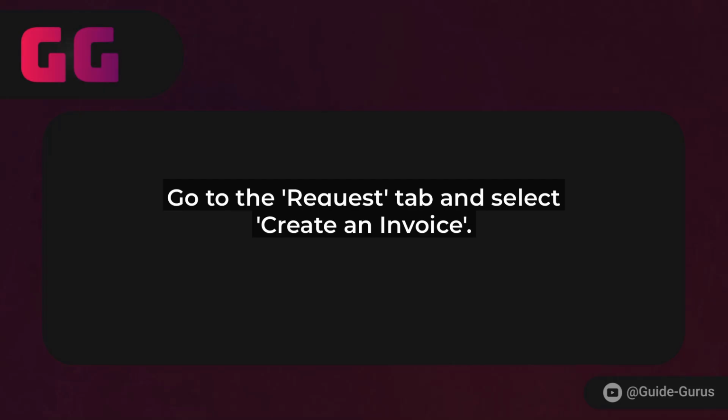Now, you'll see a new invoice form. Begin by entering the recipient's details, like their email address or phone number. If they're in your PayPal contacts, you can select them directly to save time.